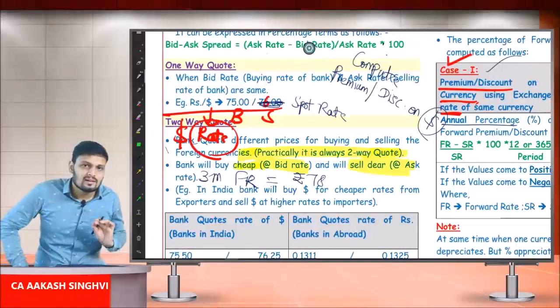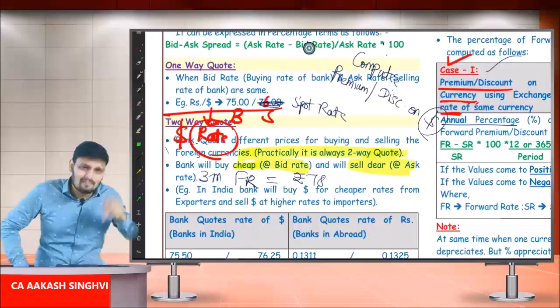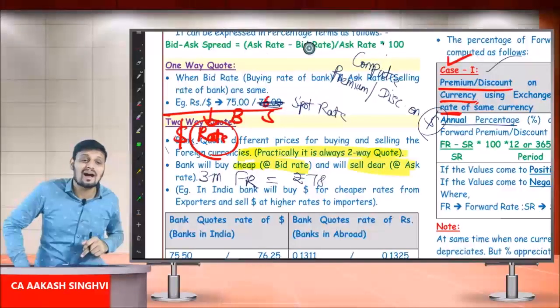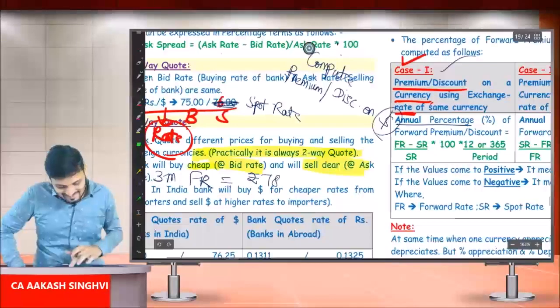Seeing this, I can tell that the dollar is at a premium. How much percent is the dollar at premium? Tell me in percentage terms. I don't want it in rupee terms, I want it in percentage terms. That is what is asked by ICI.